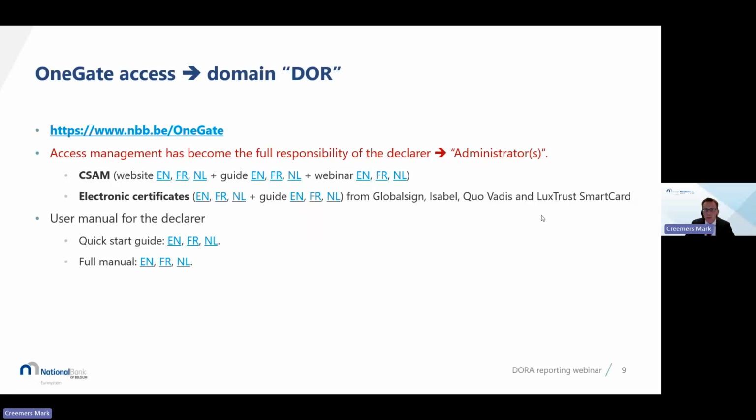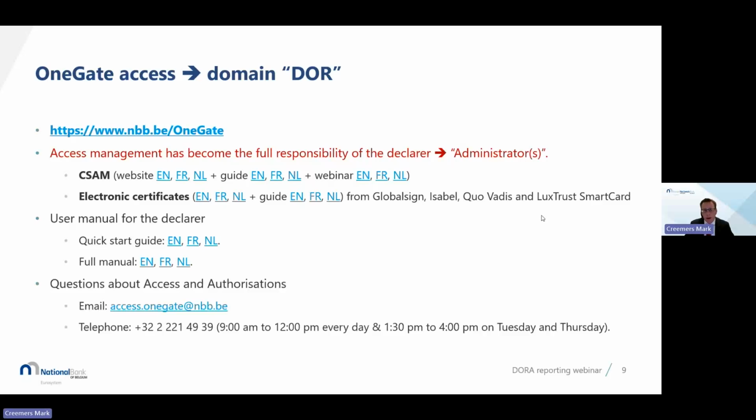There is also a user manual for the reporting agent with regard to the use of OneGate. So there is a quick start guide that should be sufficient. It's only a few pages, but that is sufficient for the reporting of DORA, I think. There is also a full manual with extensive documentation on the use of OneGate, but that may lead somewhat too far for a reporting like DORA. So you can see there is a lot of documentation on our site.